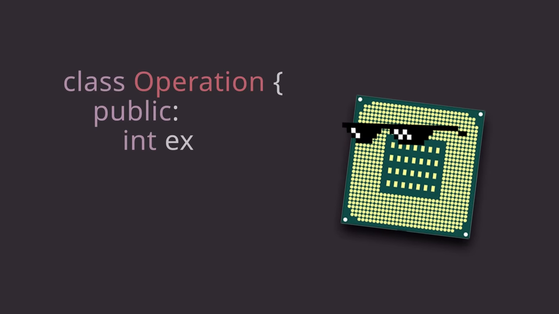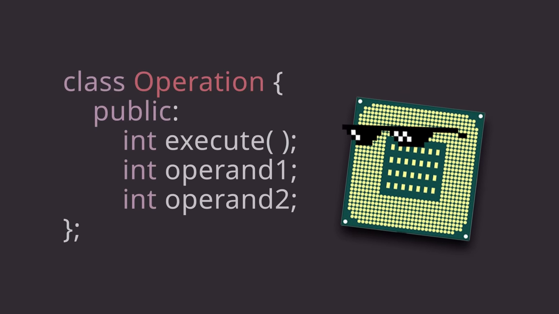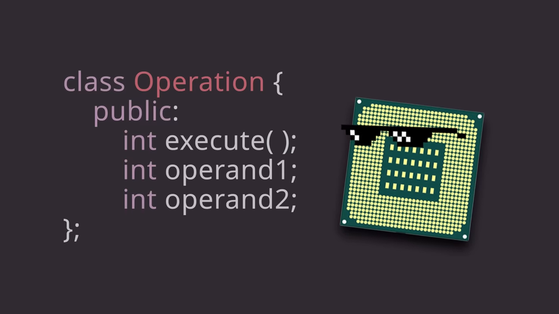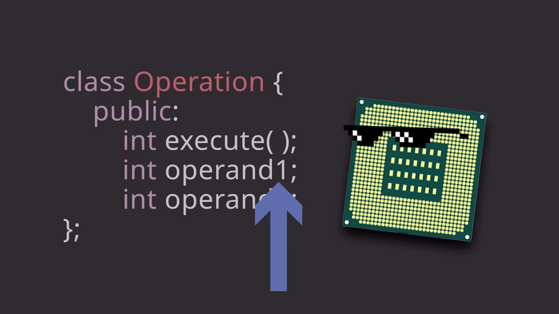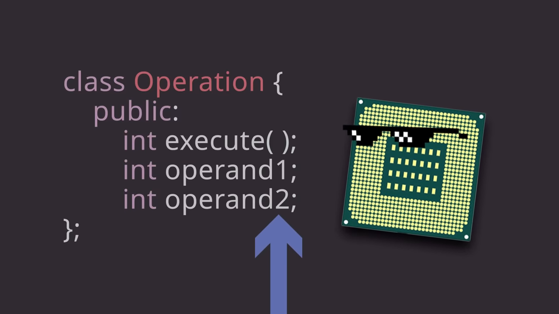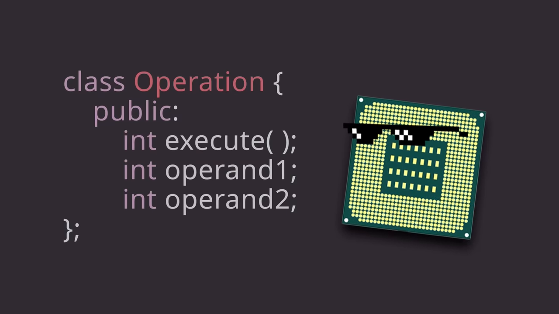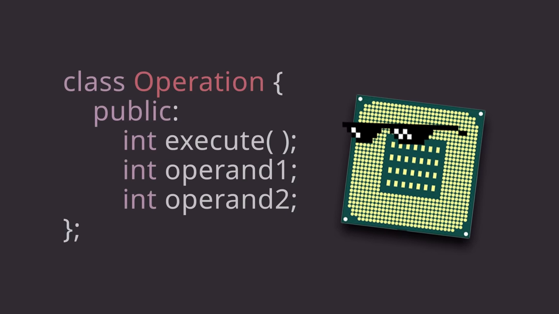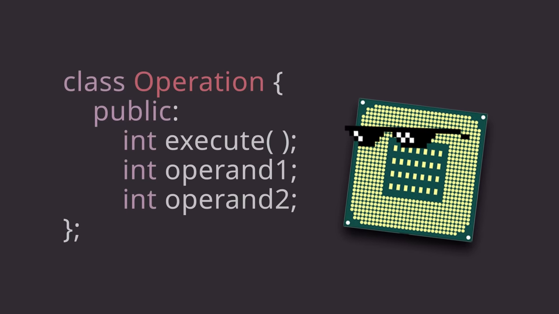First, we have to define the parent class, which represents the generic thing we're trying to represent. In this case, we'll define a generic operation class. The operation class will have two operands called operand 1 and operand 2. The operation class will also have a function called execute, where the operation will take place. By not implementing any functions, this operation can be considered an interface. It describes what needs to be implemented, but not how.